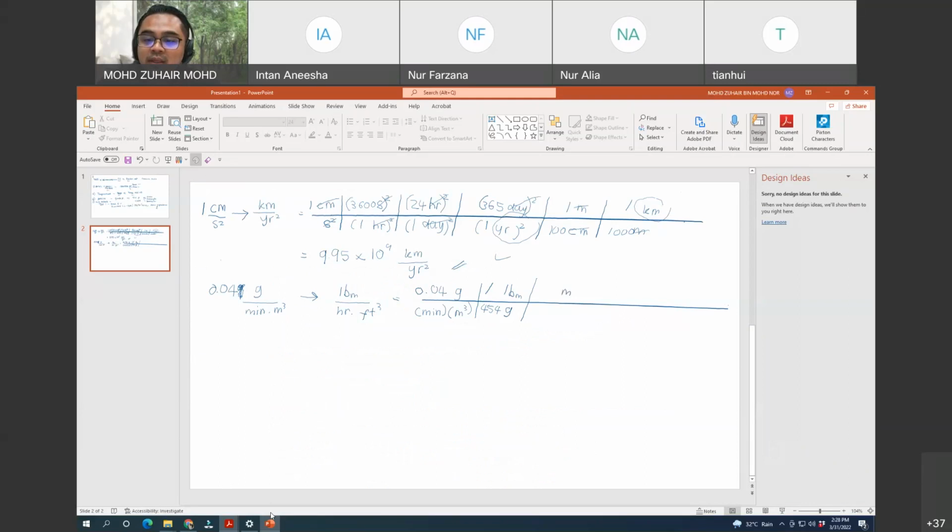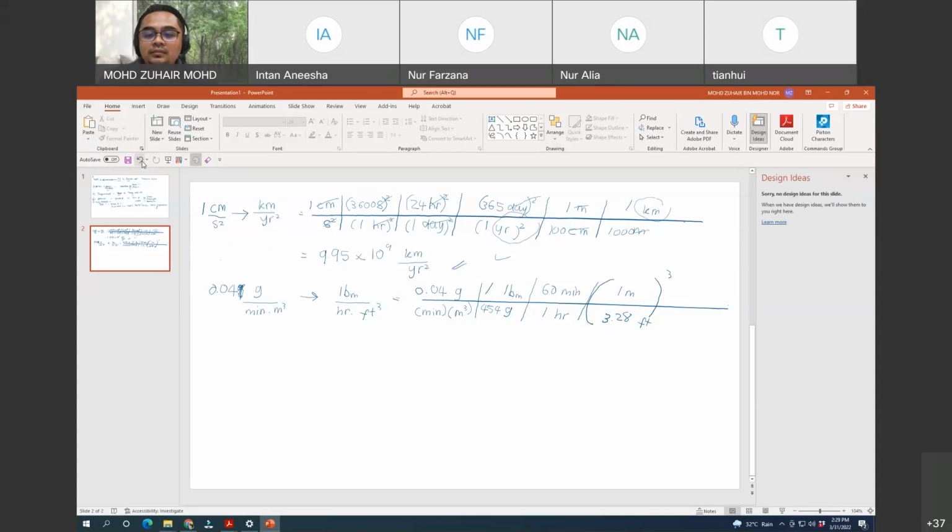And then we have minute, which we want to change to hour. 1 hour equals to 60 minutes. And then we want to change the feet, power of 3. So 1 meter equals to, if you refer to the conversion table, 3.28 feet. All of these are in the power of 3.